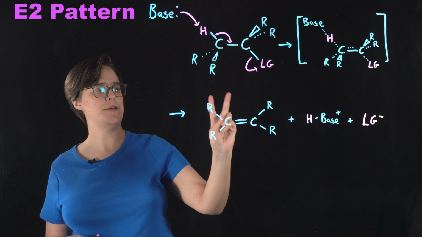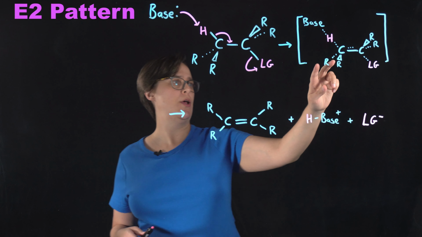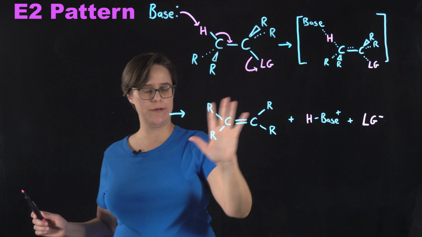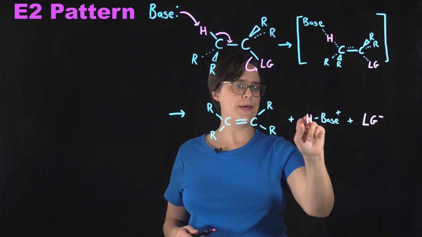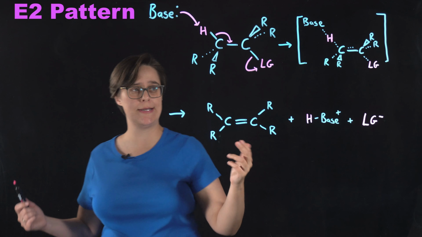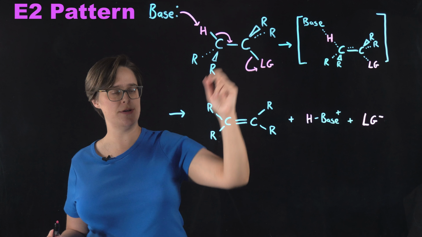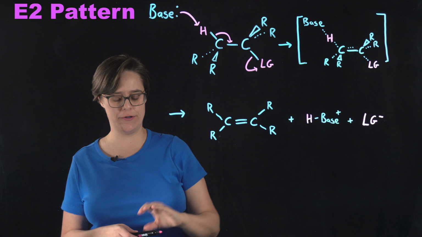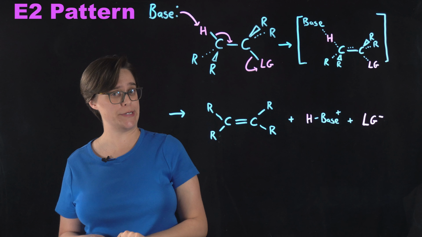And here we go. We have a new carbon-carbon double bond. Whatever these 4 R groups are, they stay the same. Our base now has a proton attached to it, and our leaving group has left with the electrons in this bond, hence the negative charge. Let's switch to a real example.